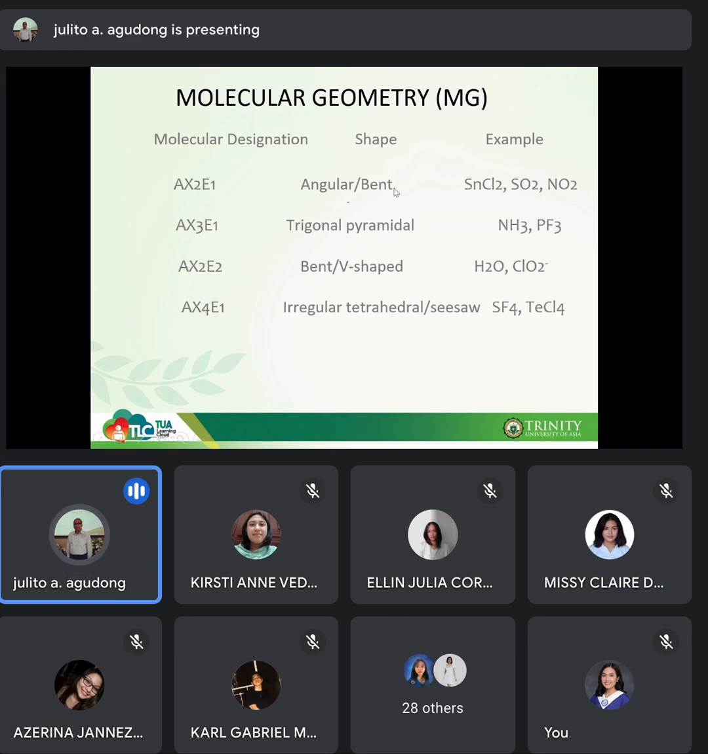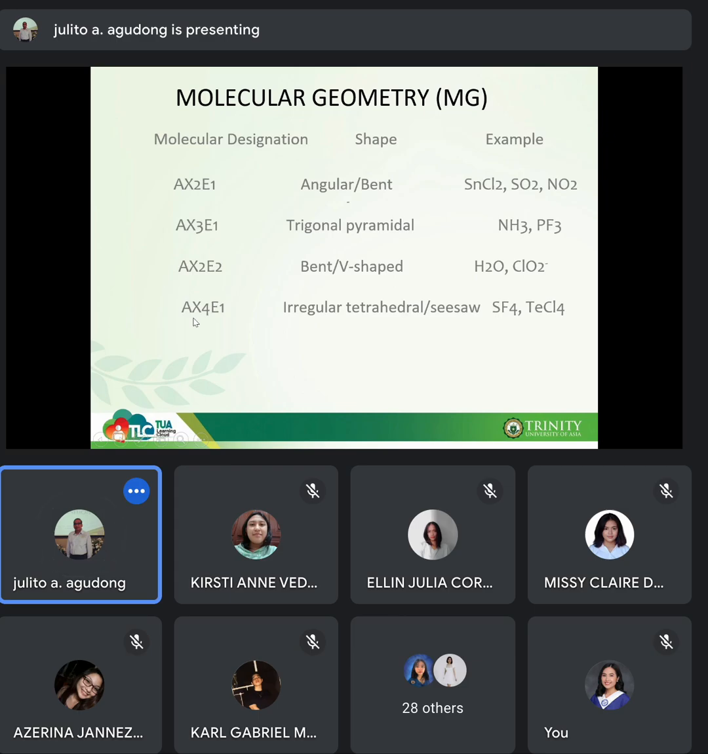Molecules that exhibit such shape class are your water molecule and your chloride anion, the two molecules that exhibit V-shape or bent molecular geometry. Okay? The molecular shape designation AX4E1, meaning there are four atoms, and one non-bonding pair is resting on your central atom.